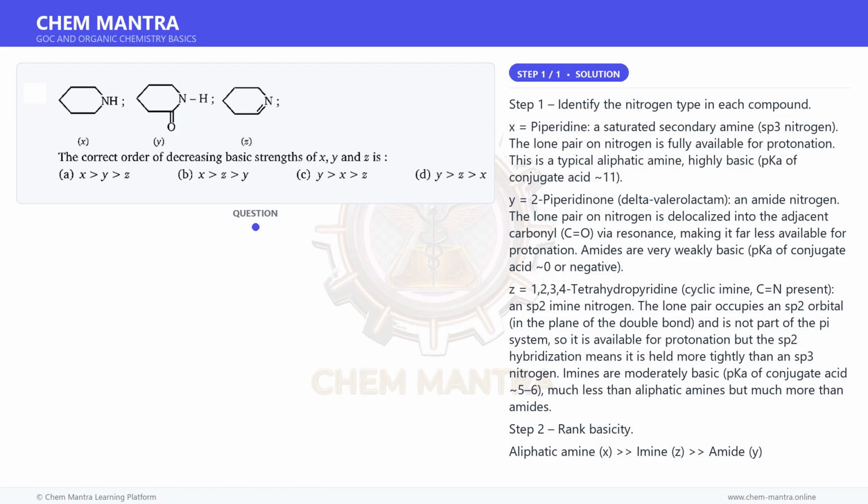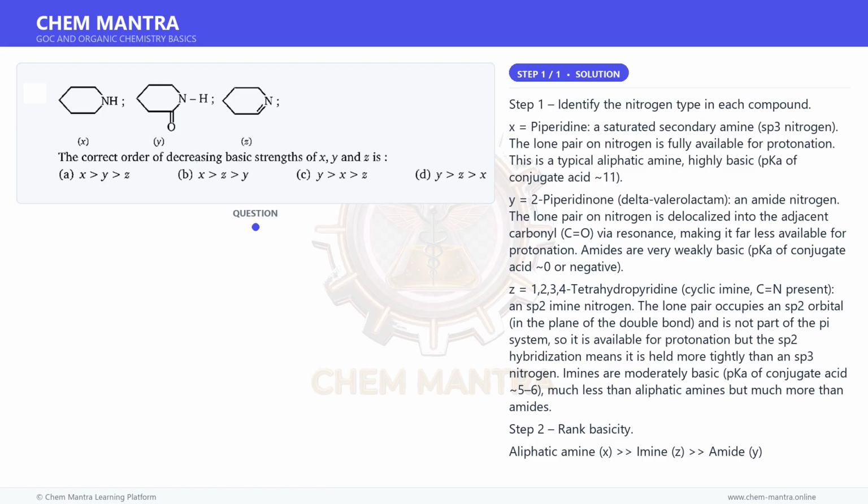Step 2. Rank basicity. Aliphatic amine X, then imine Z, then amide Y. Rationale: X has sp3 nitrogen with no resonance delocalization, so it is most basic. Z has sp2 nitrogen, the lone pair is available but less so than sp3, so it is intermediate. Y has amide nitrogen, the lone pair is strongly delocalized into C=O, so it is least basic.